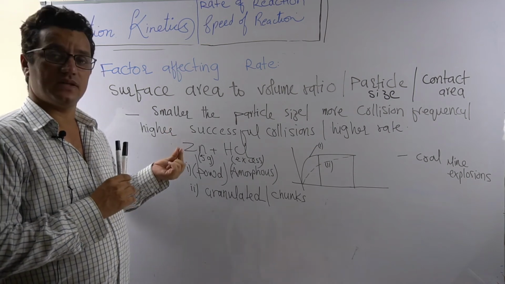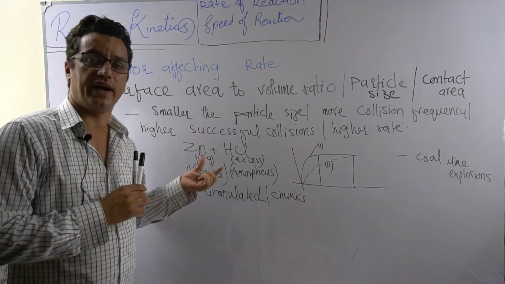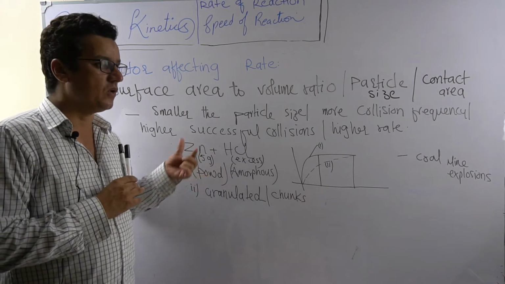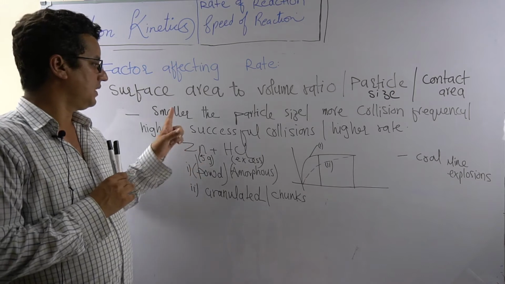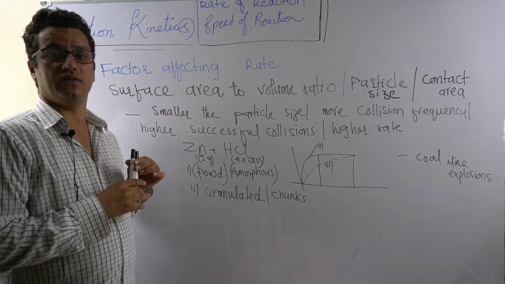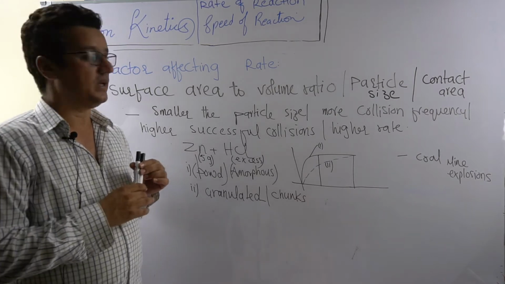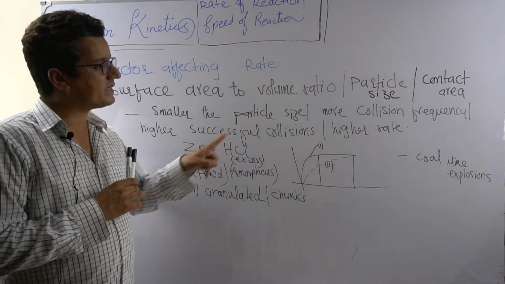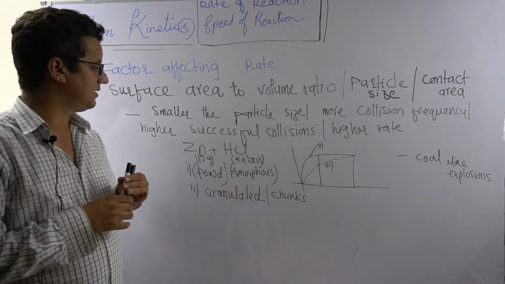Or speed of a reaction. We need to monitor a few factors so we can optimize the rate of the reaction to obtain more products in less time. The most important factor may be, in the case when a solid is involved, the surface area to volume ratio, particle size, contact area.